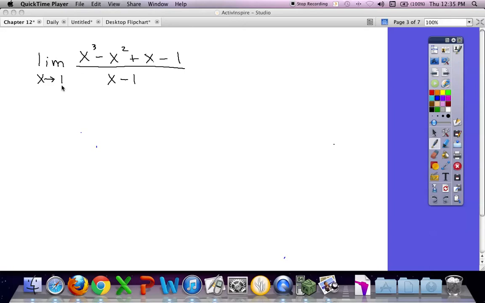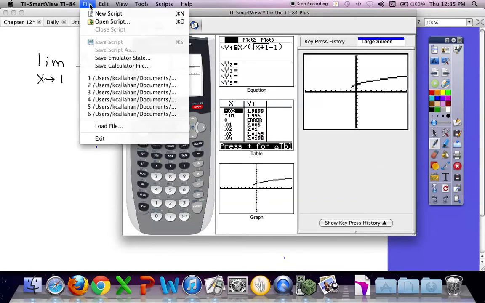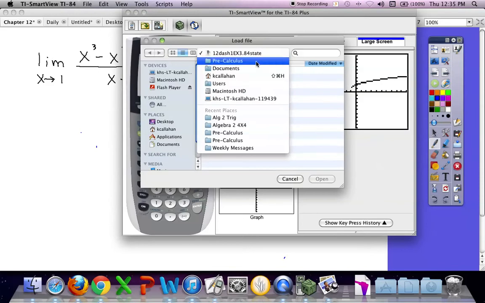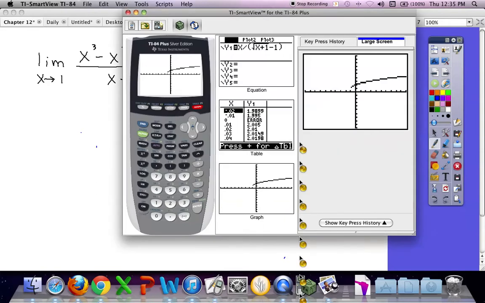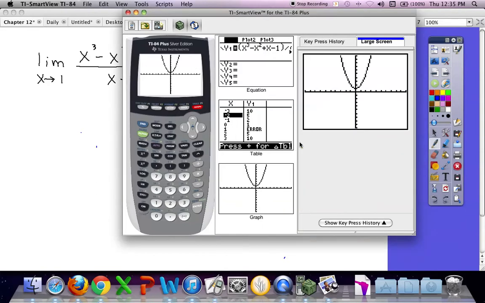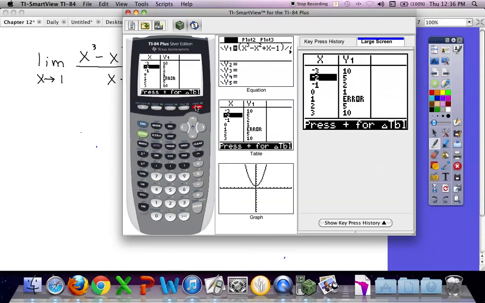Right? If I look at the graph on the calculator, it actually looks like a parabola. Obviously, when you divide out that x minus 1, it's leaving a quadratic because it looks like a parabola. But it should be undefined at x equals 1. Well, look in the table of values. Sure enough, at x equals 1, there's an error.